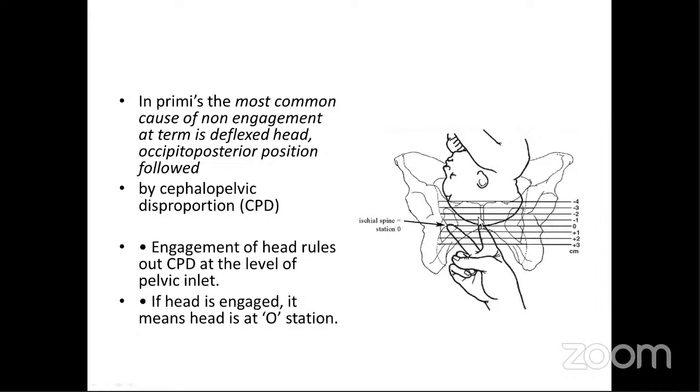And when you do a PV, it should be lying at a zero station. So that is how you can assess the descent of the fetal head during the labor. From 4/5, it should descend to 3/5 to 2/5. And that is when the engagement has occurred.